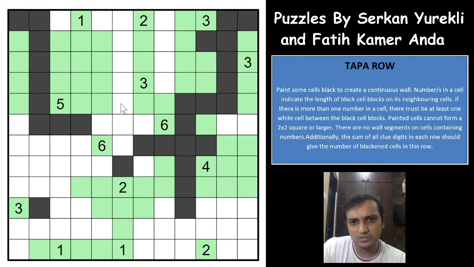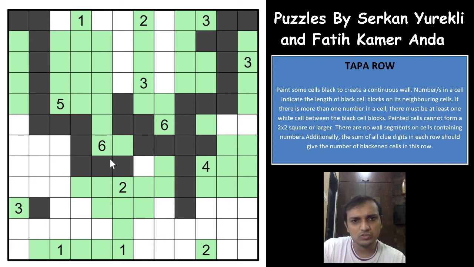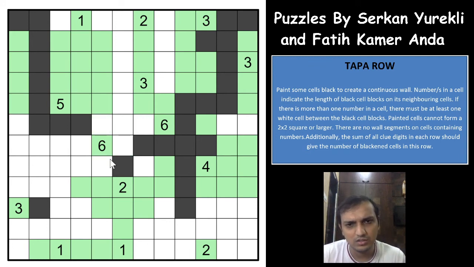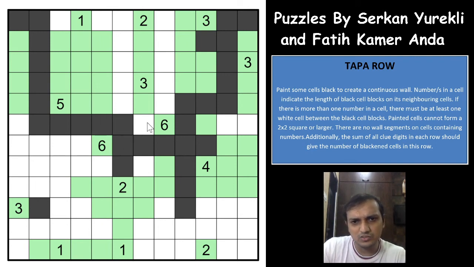If this is unshaded, this will be shaded, this will be shaded, this will be shaded. And this also will be unshaded. So 6 cannot be fulfilled. Awesome. That is something very difficult to see. If this is shaded, both of these will be shaded. 6 clue is already fulfilled now. This will be shaded. 5 clue is also fulfilled now.